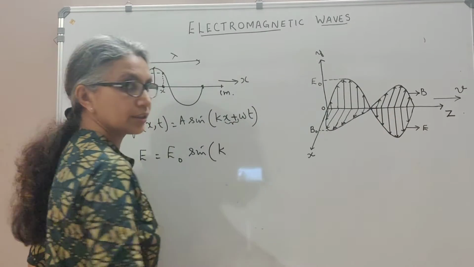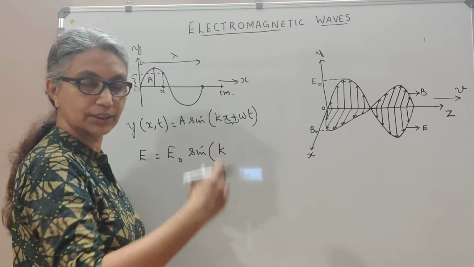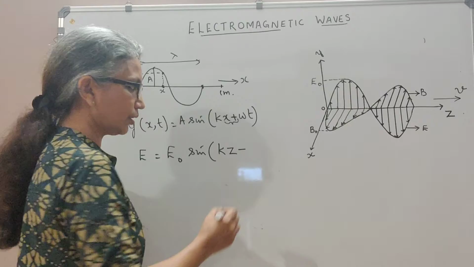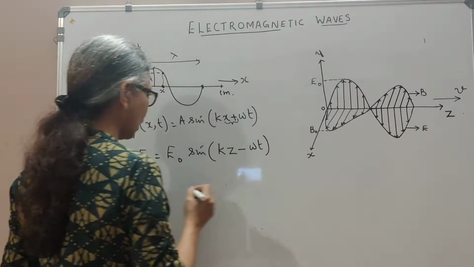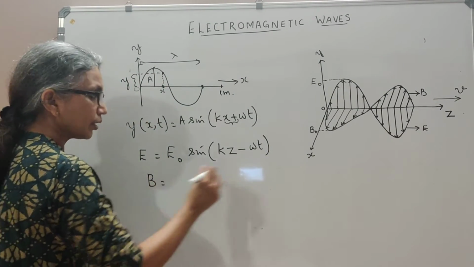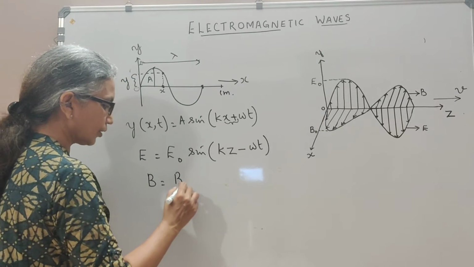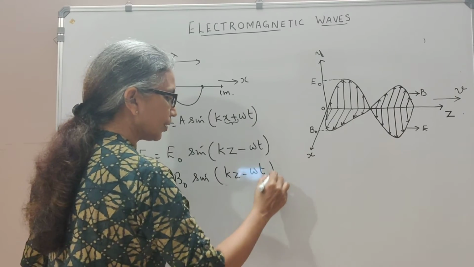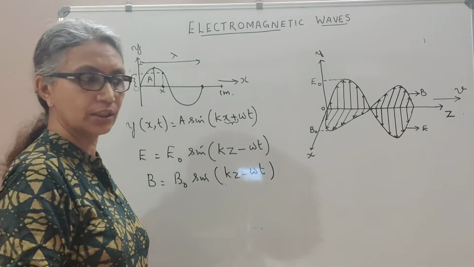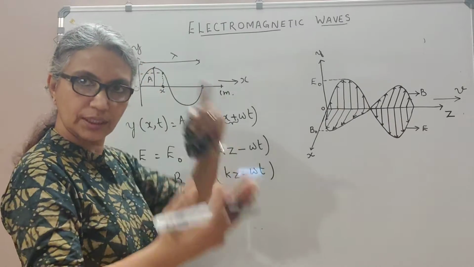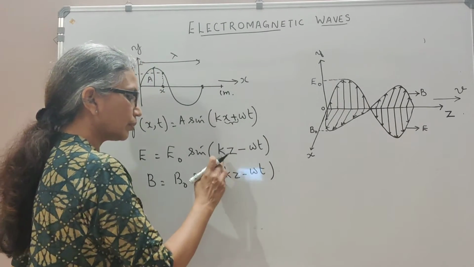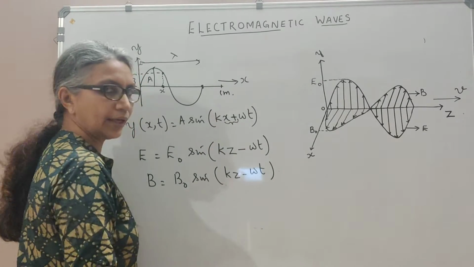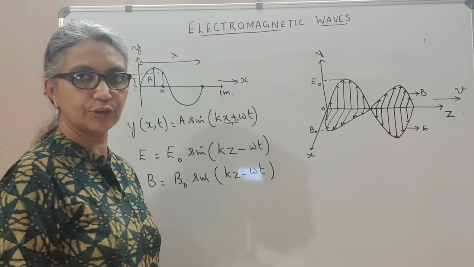Your wave we have drawn as propagating along the z axis. So it is kz minus omega t, because it is the positive z axis. And the equation for the magnetic field is, the amplitude of the magnetic field B0 sine. This part of the wave equation will remain the same, because we are talking about the same wave, right? Electric field and magnetic field of the same wave. So both of them are propagating along the positive z axis, with the same wave number and the angular frequency. Omega is the angular frequency.